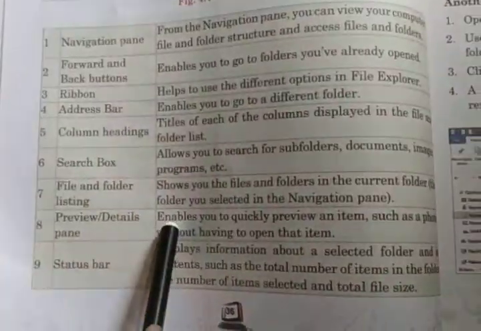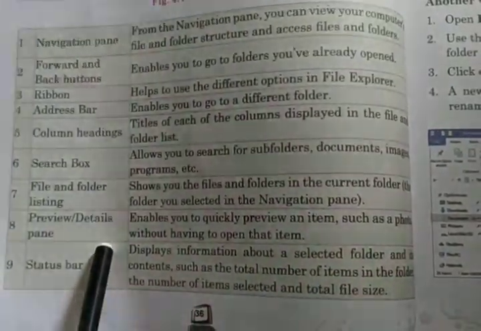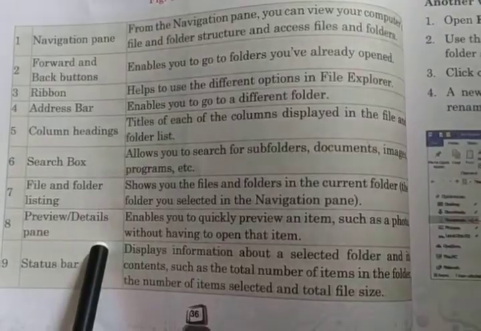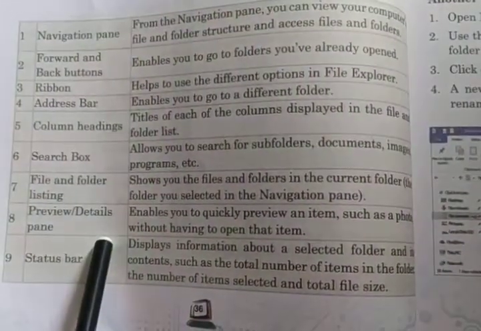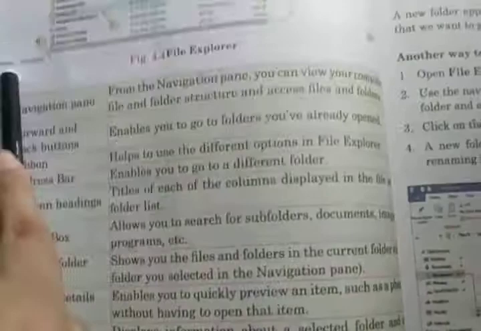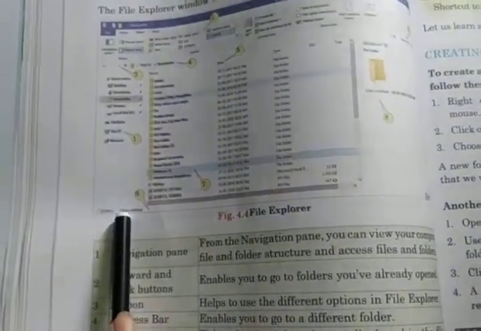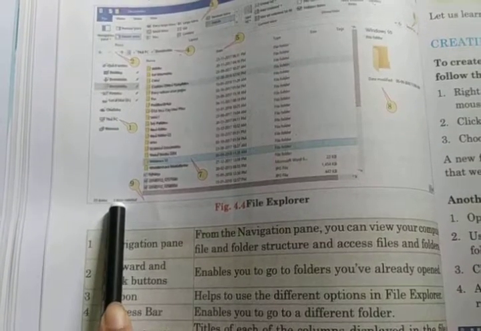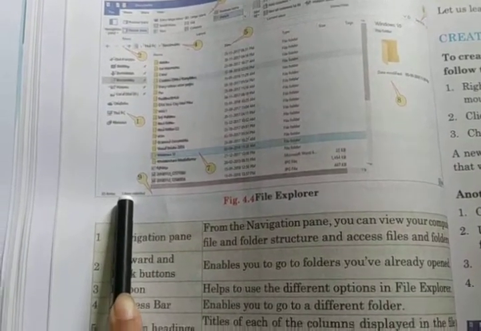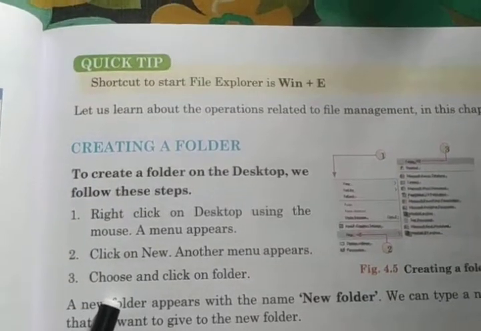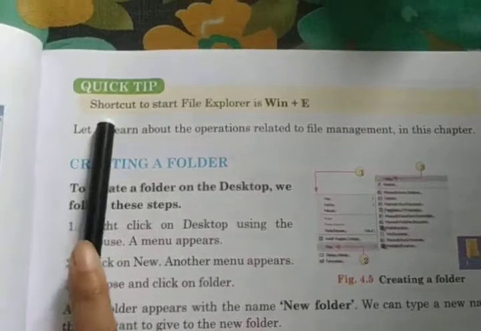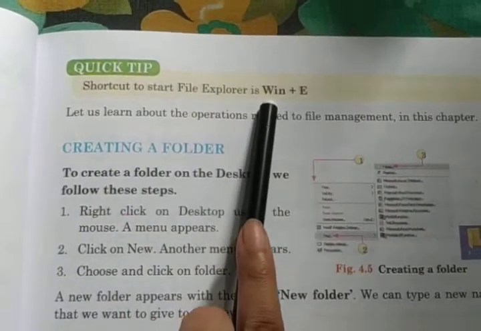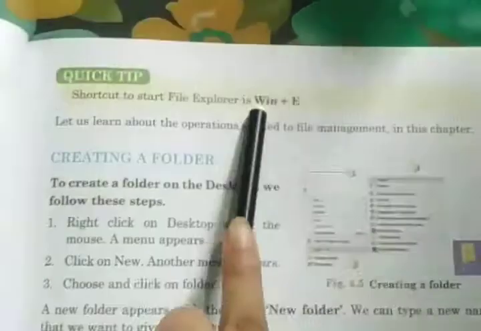Now, the status bar displays information about a selected folder and its contents, such as the total number of items in the folder, the number of items selected and the total file size. So the status bar will tell you the total number of items in that folder, and then the size occupied, everything. So this was about File Explorer. Now this is the quick tip: the shortcut to start File Explorer is Win plus E. Win is for the Windows button, and E.